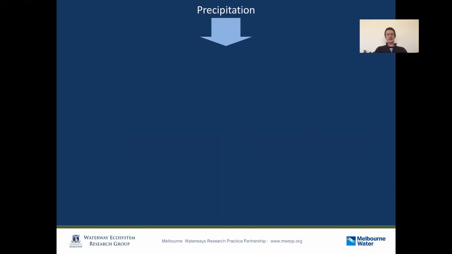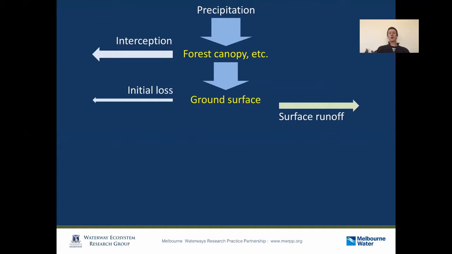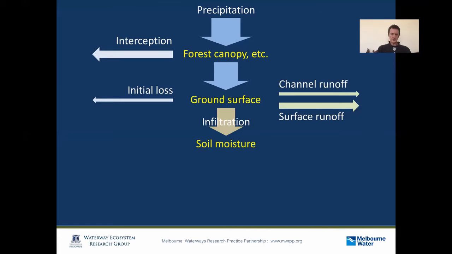So let's start at the start. When we have precipitation, which typically in this part of the world is rainfall, but could be fog, could be snow, if we were able to go somewhere to see that. In a natural situation where we've got a forest canopy or something like that, a lot of that water will be intercepted by the canopy, but some of it will make it through to the ground surface. Some of that water will be lost as initial loss, so taken up on the ground surface. But we might also get surface runoff. In an urban situation, of course, this changes dramatically, where we'll get a lot of surface runoff because we've got a lot of hard surfaces. And then we'll get runoff into channels as well, etc.